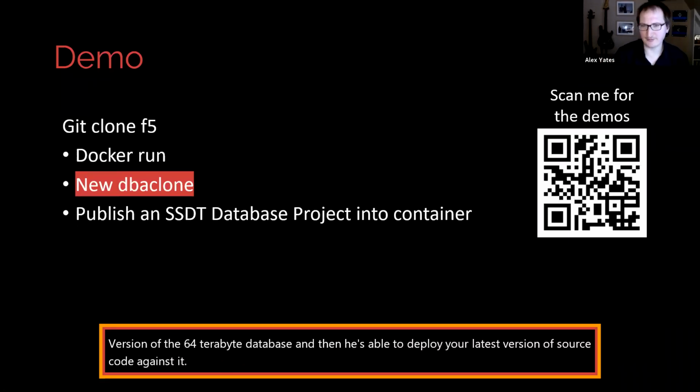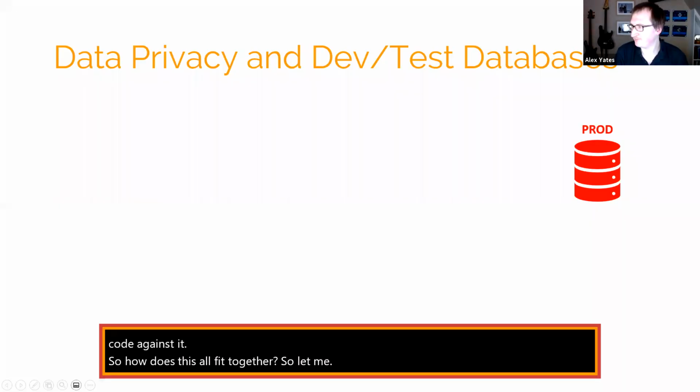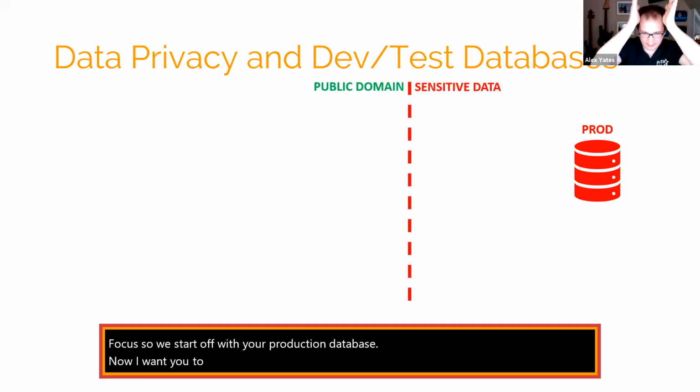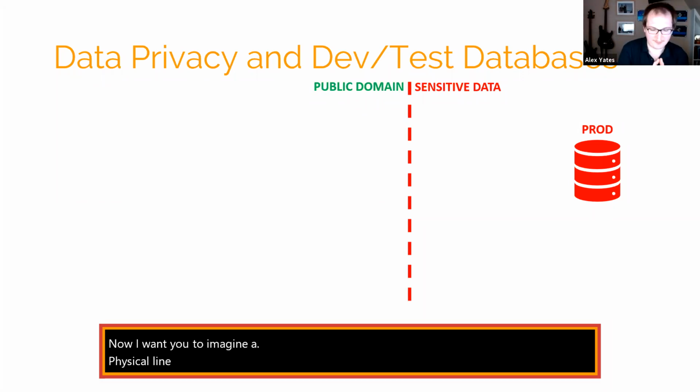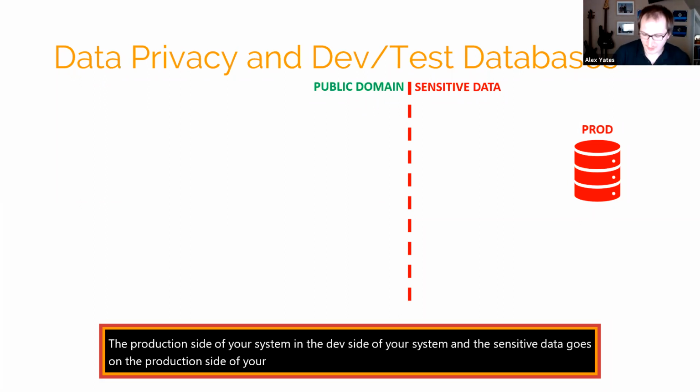So how does this all fit together? Let me focus on this. We start off with your production database. And now I want you to imagine a physical line between the production side of your system and the dev side of your system, and the sensitive data goes on the production side of your system. And then we need to create that image.